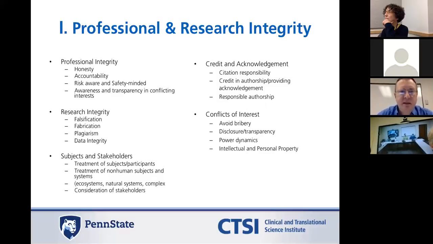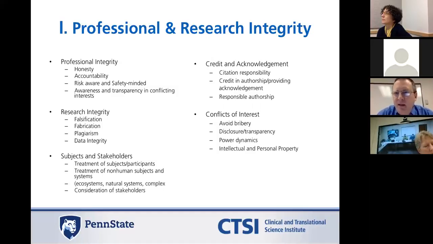We want to certainly focus on professional integrity, of course: honesty, accountability, risk awareness. And then research integrity, the classic falsification, fabrication, plagiarism. I've also added in its own category, because it has its own series of problems and conditions, which is data integrity. And then subjects and stakeholders: how do we handle informed consent, how do we handle the recruitment of subjects, and how do we, as the SFNO approach, begin to consider stakeholders that are directly involved, not secondary stakeholders, but primary stakeholders directly involved in the research itself.